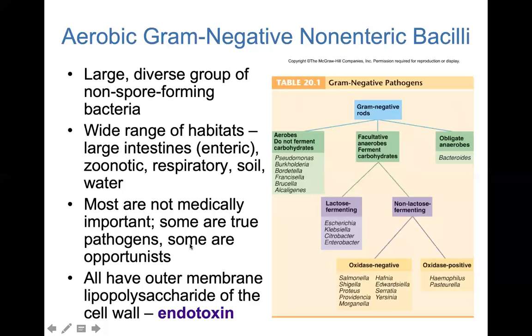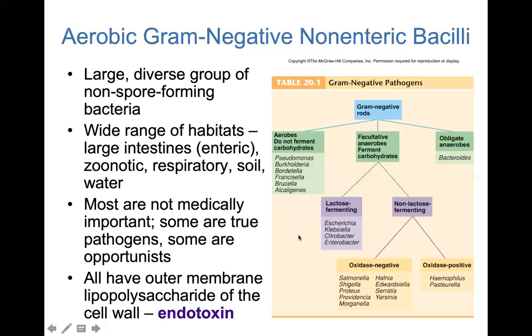So remember, opportunistic means they usually wouldn't be a problem, but you've got something going on, the rest of your microbiota is wiped out, or you're immune compromised, or your immune system's fighting something else. So now they take the opportunity to infect you. Normally, your immune system would get rid of them.